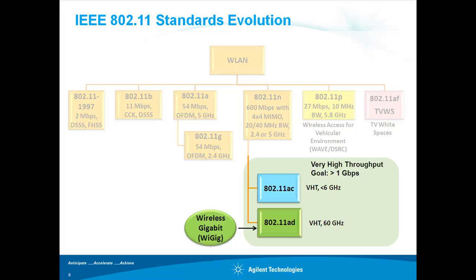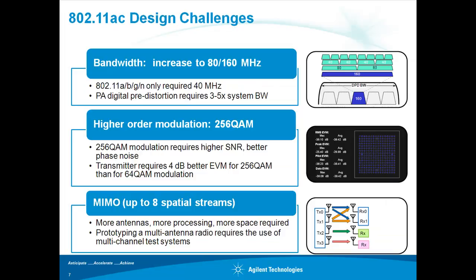Let's take a short look at 802.11ac. There are several ways to increase data throughput in an existing communication system. 802.11ac utilizes three such aspects. First, an increase in bandwidth from 20 and 40 MHz to 80 and 160 MHz enables the higher data rates, certainly. However, it does require some design considerations, particularly in the implementation of digital predistortion.